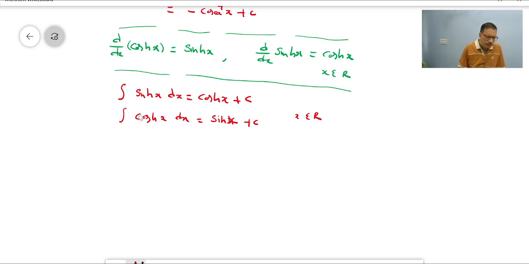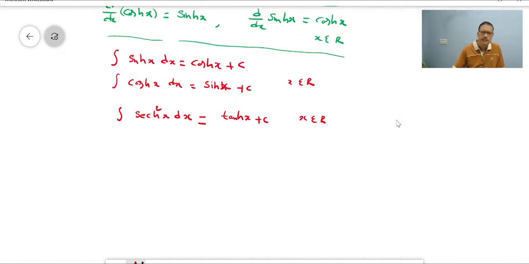Okay, and integral of secant h square x dx is equal to tan hx plus c. Here also x belongs to R. So what is the formula of integral of secant h square x dx? That is tan hx plus constant.